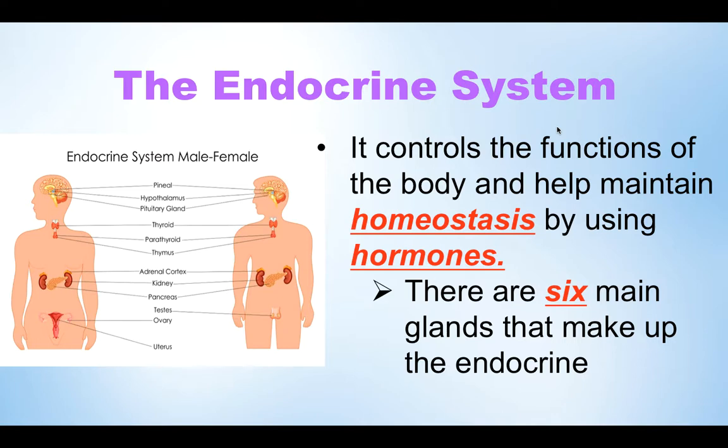I want you to think of it similarly to a thermostat. A thermostat regulates the environment of your house, and in my case, my apartment, just like the endocrine system maintains homeostasis, or the environment of your body going on inside of your body. And so the endocrine system does this by using hormones. So again, we're going to be talking about six main glands that make up the endocrine system right there. So let's go ahead and get started.